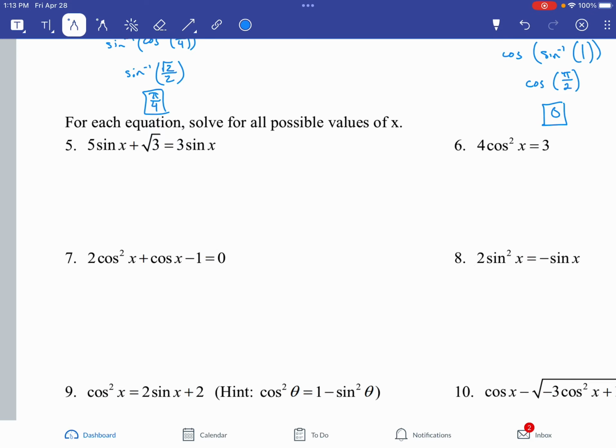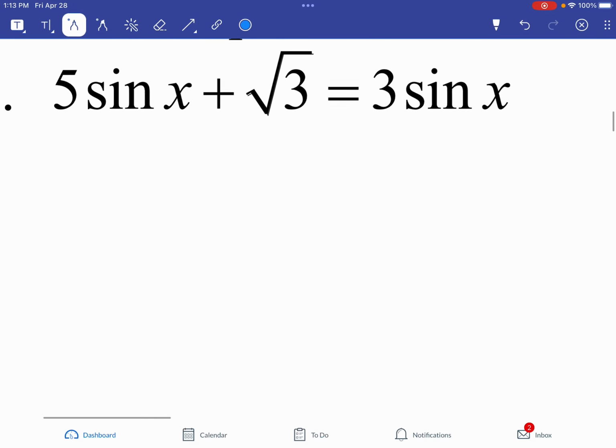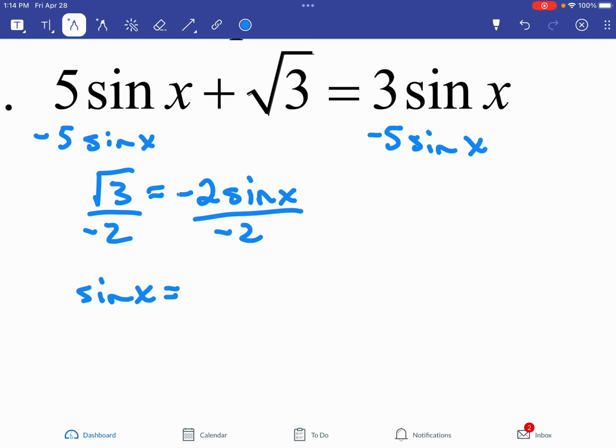Solving trig equations. Okay, to solve these, we have to get the trig function by itself. I'm going to subtract 5 sine of x from both sides, which gives me the square root of 3 is equal to 3 minus 5, which is negative 2 sine of x. Since we're multiplying negative 2 times sine, I'm going to divide by negative 2 on both sides. So I have sine of x equals negative root 3 over 2.